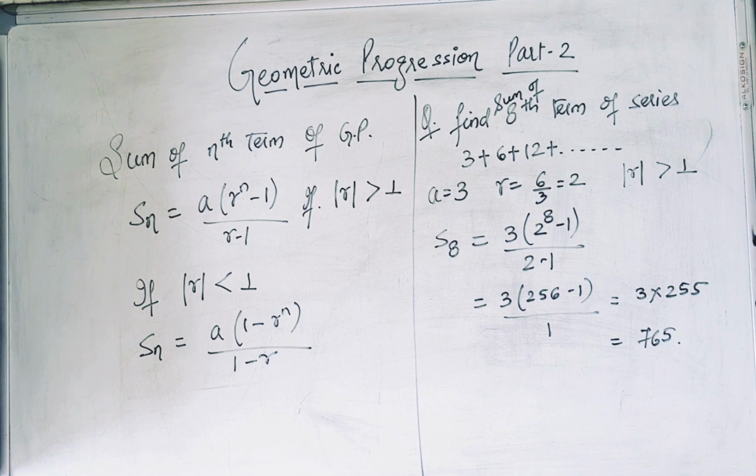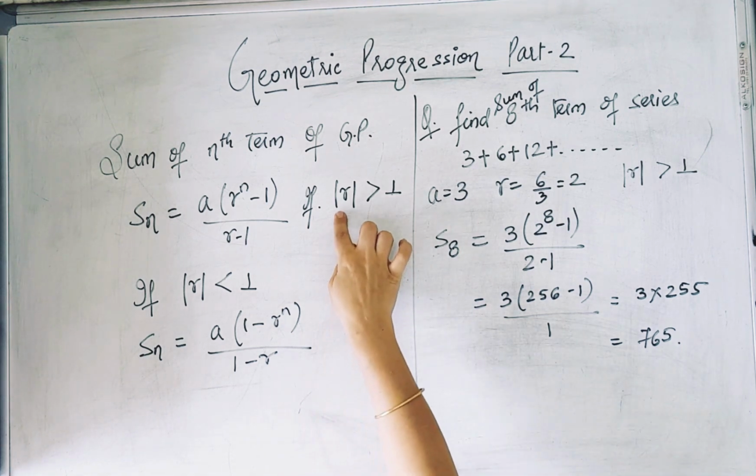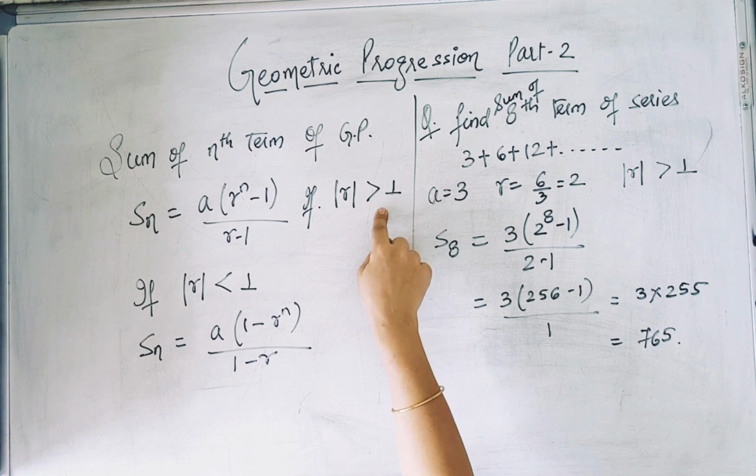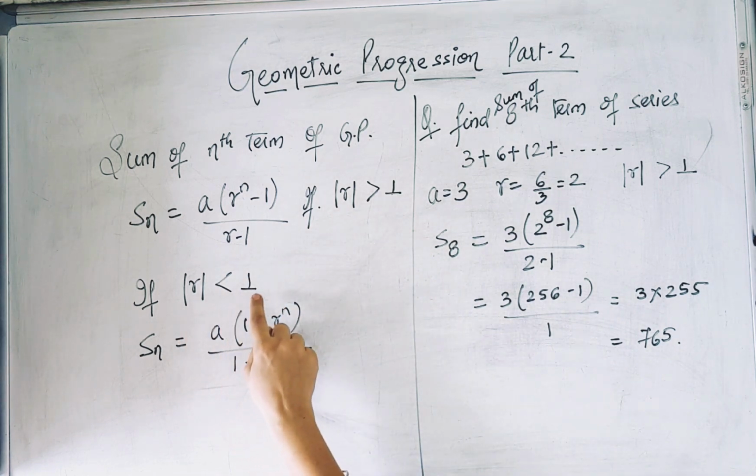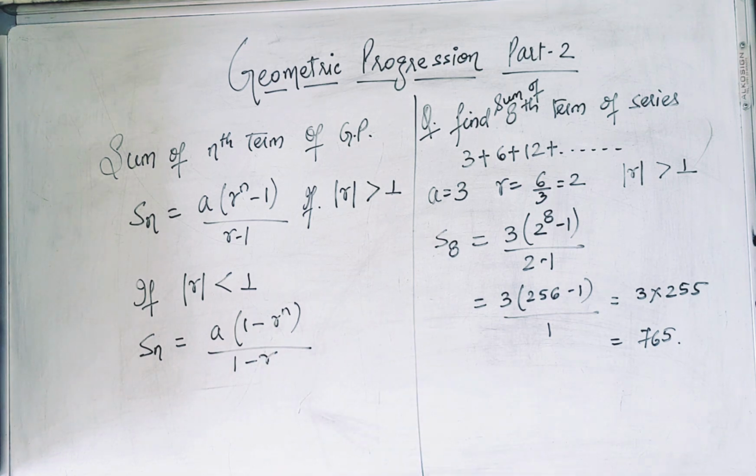This is how, when they ask in the question about the sum of 8 terms of the series, or the sum of any number of terms of the series, we have to apply this formula. Only one condition we have to keep in mind: if mod of r is greater than 1, we have to apply this formula, but if mod of r is smaller than 1, then we have to apply this formula. Now moving on to the next question.